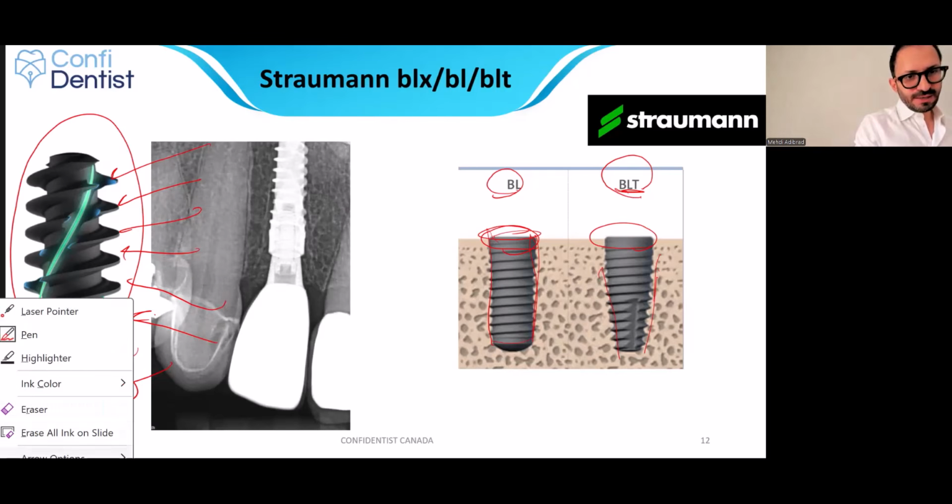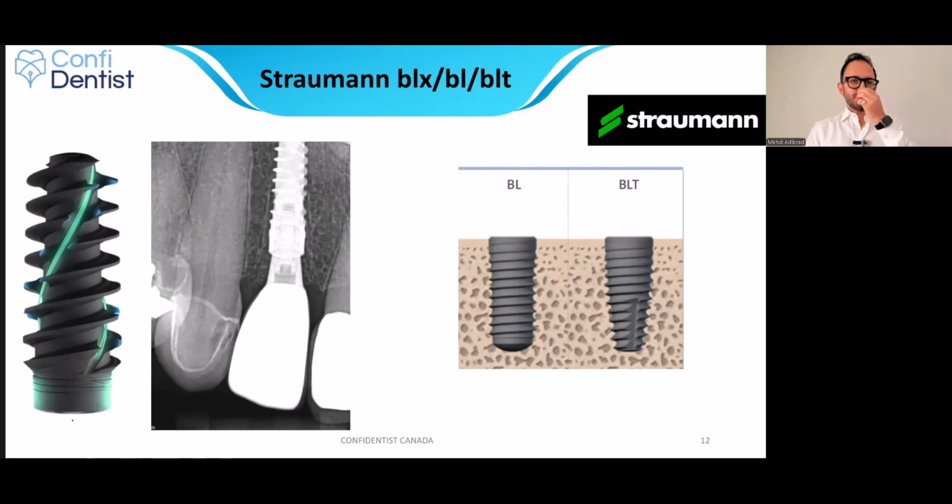So this is BLX that I placed immediately after the tooth extraction. You can still see the socket, the lamina dura. Still some evidence of grafts that we used. And you can see the coronal 2 millimeter of the implant. You see some micro threads. The rest, we have these aggressive threads.